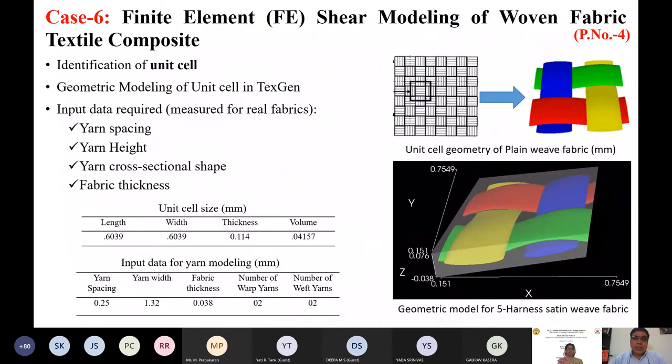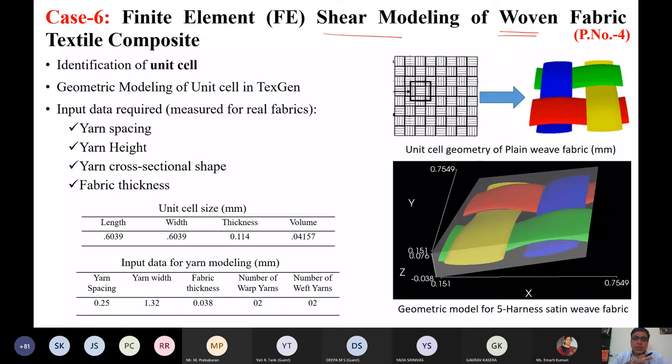Now moving next, this is for another property, that is shear modeling. When I look at the shear modeling, again for a woven fabric textile composite, the loading will be different. It won't be compression or tensile. So what is shear? Shear is the load applied.